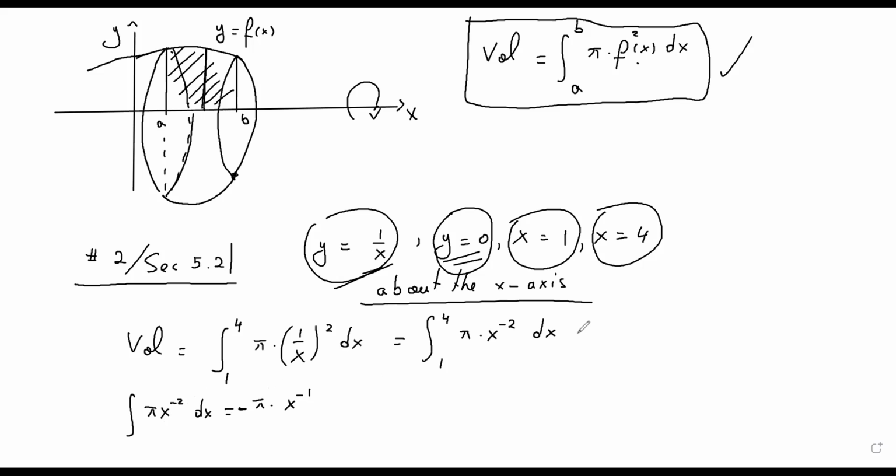So this guy that I want to calculate is minus pi times 4 to the negative 1, minus, that's one thing, minus pi times 1 to the negative 1. So that is going to be equal to negative pi over 4 plus pi, and that's going to be 3 pi over 4 for the final answer. All right, folks. This is as easy as a calculation is.